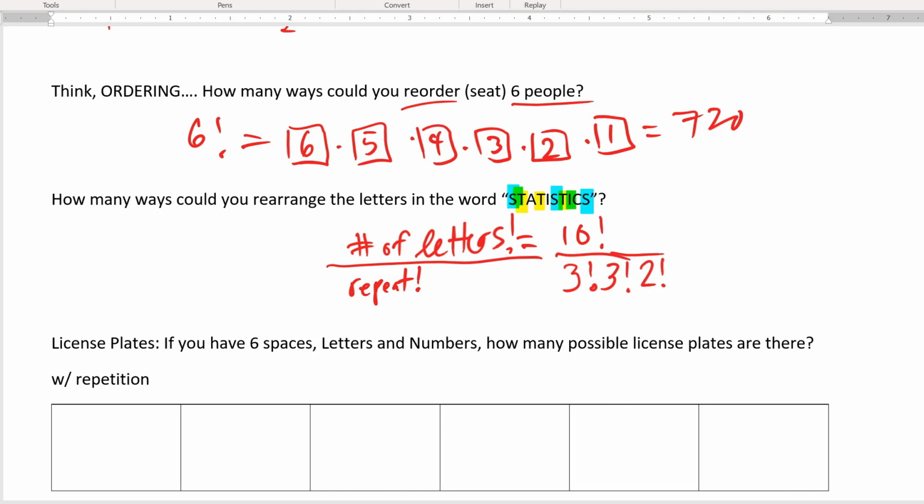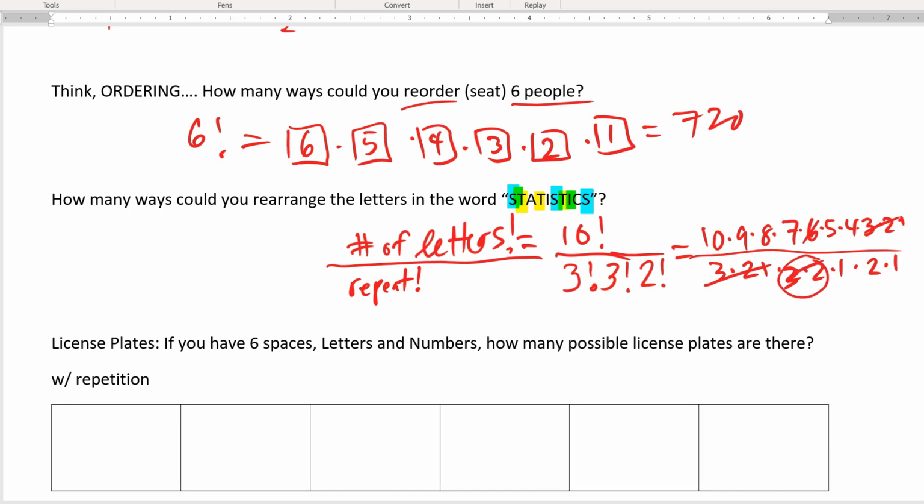I mean, yes, you can do this all on your calculator, but this is one where I would just do it out and then I'd start canceling. So 3, 2, 1, 3, 2, 1, and then 2, 1. And so I could cancel 3, 2, 1 with 3, 2, 1. I could cancel that 3 and 2 is a 6. I could cancel that with a 6. I could cancel that 2 with that 4 and make that a 2. So, I mean, you can start canceling and then just multiply what's on the top.